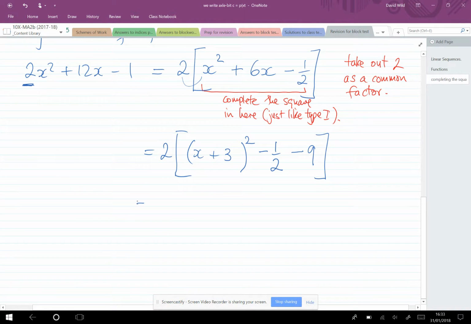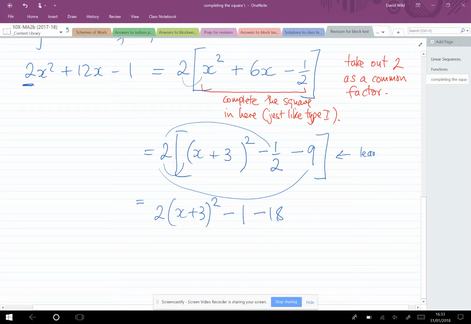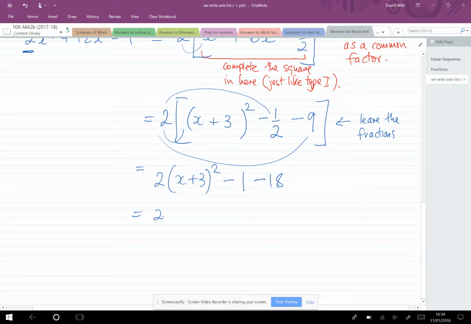Now what I'm going to do is I'm going to multiply my 2 back inside the bracket. Multiply my 2 back inside. So I'm going to get 2 times this x plus 3 squared. 2 times minus a half is minus 1. And 2 times minus 9 is minus 18. By the way, notice that at this stage, I leave the fractions, because I know that the 2's coming back in and the fractions will cancel out. So we get 2 times (x plus 3) squared. Minus 1 minus 18 is minus 19.